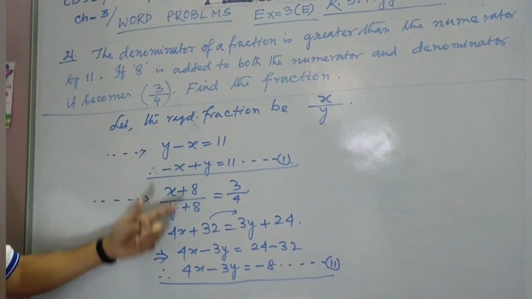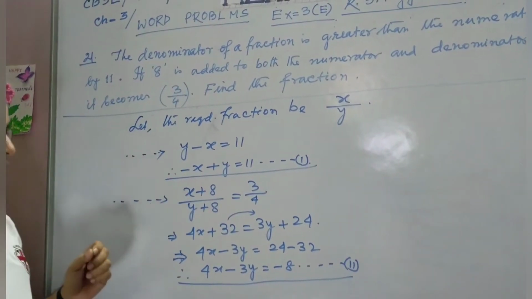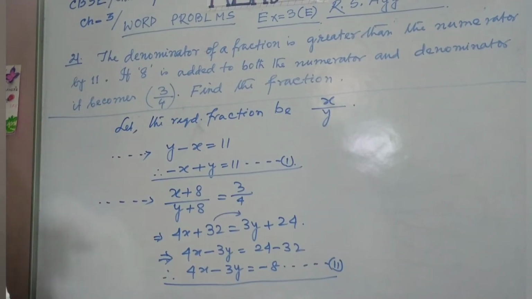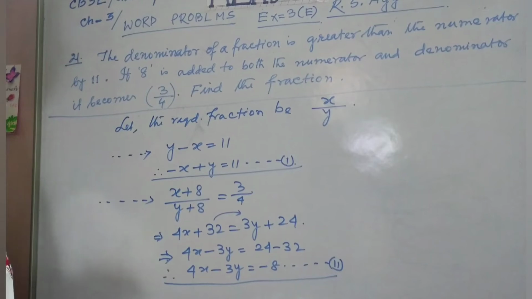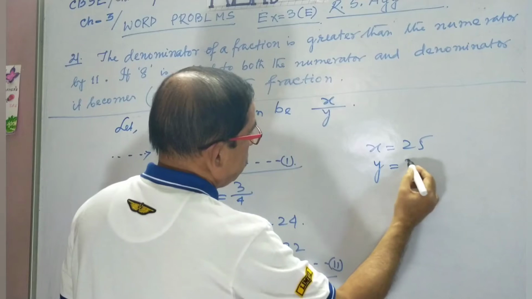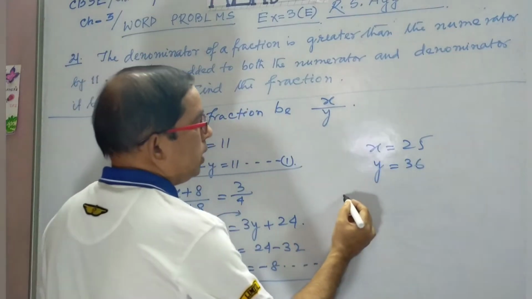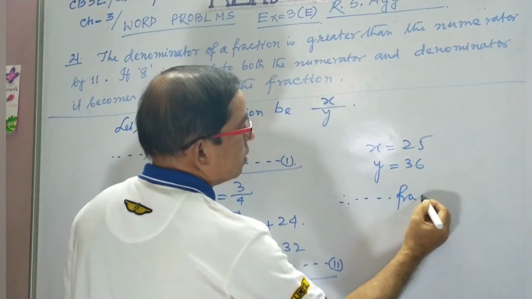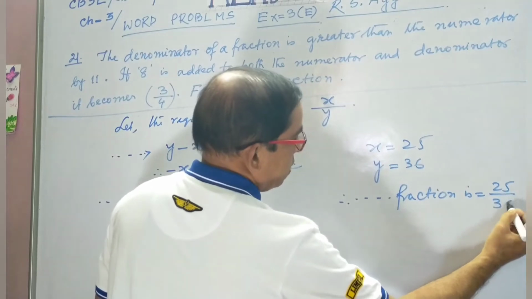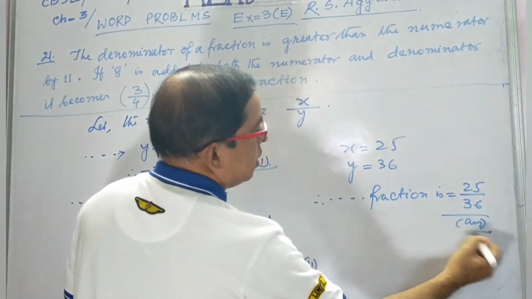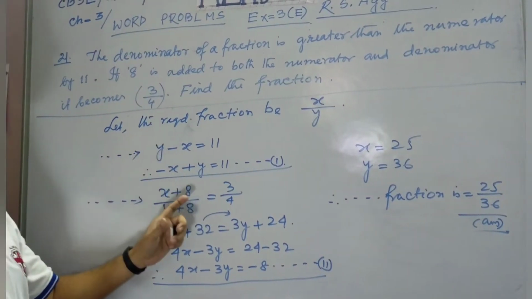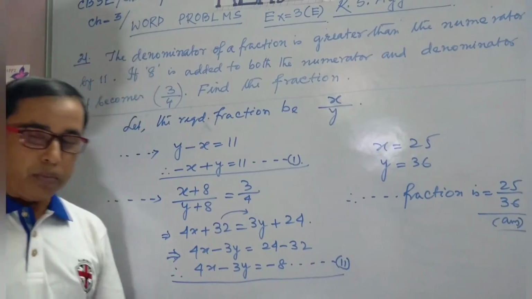Now anyone can solve these two. I will tell everyone to solve this by the method of elimination, because that one is the easier process. By solving that one, you will get x equal to 25 and y equal to 36. So you have to write, therefore the fraction is 25 by 36. This one is the answer. Now just after few seconds you will get the still photography of the whole solved problem.